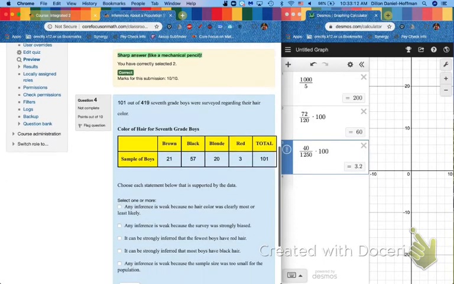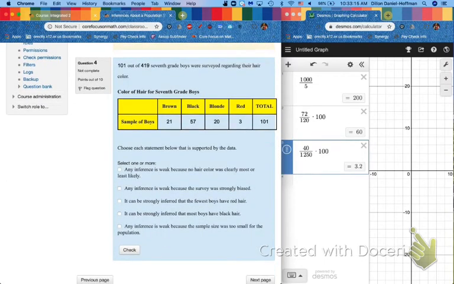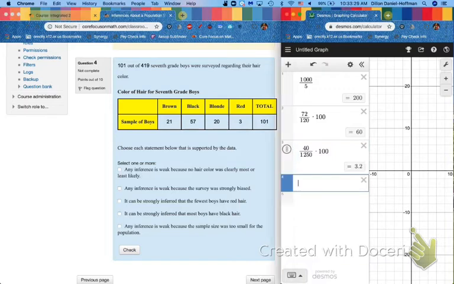All right, number 4. 101 out of 419 7th grade boys were surveyed regarding their hair color. Choose each statement below that's supported by the data. So again, we have brown, black, blonde, and red. 101 total out of 419, so I can check. 101 out of 419. Is that at least 20%? Times 100. Yeah, 24%. So our sample size is large enough.